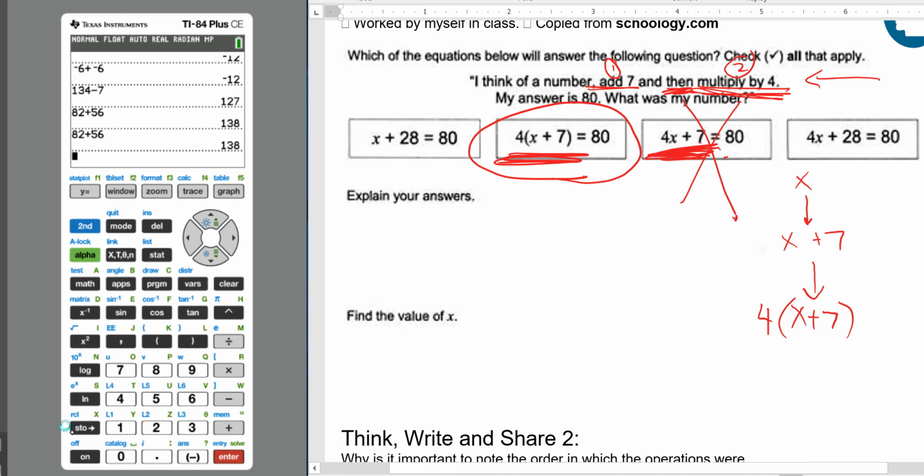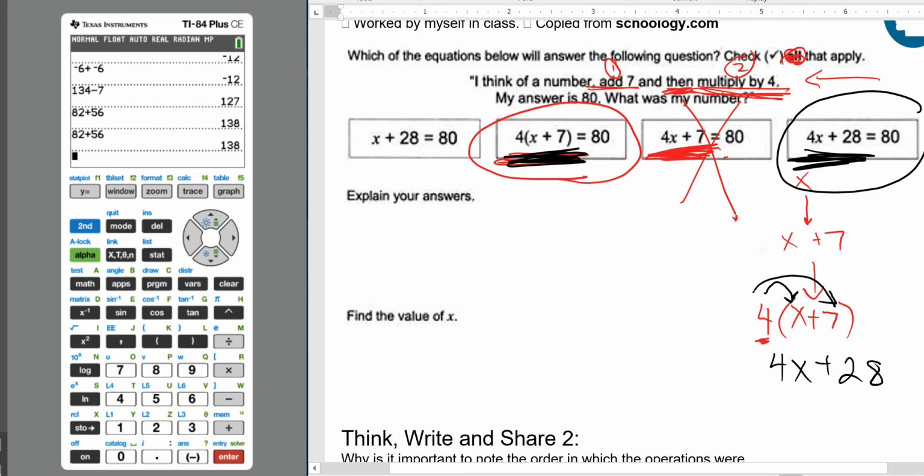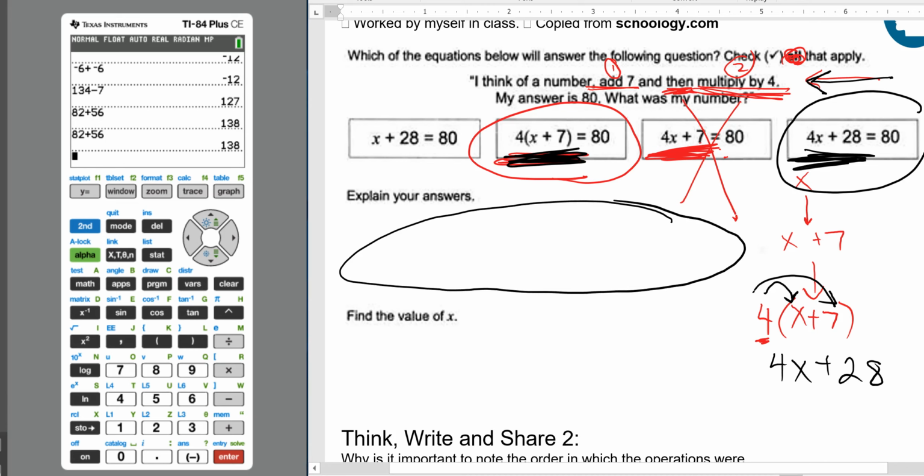Okay, so the only thing we need to go back to is that we have to worry about all that apply. If we think about it, whenever we see a number outside of parentheses, we need to distribute. So 4 times x is 4x, and 4 times 7 is 28. So this expression is also equivalent to this expression. And both of these would represent this problem.